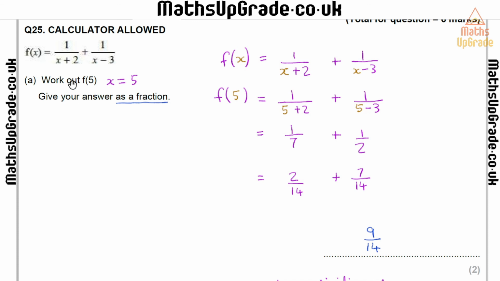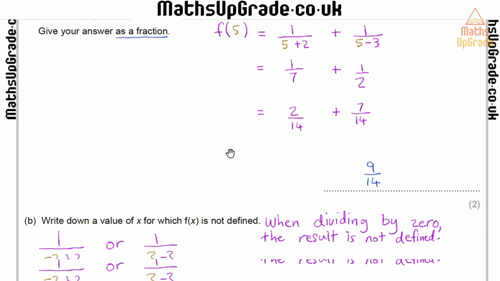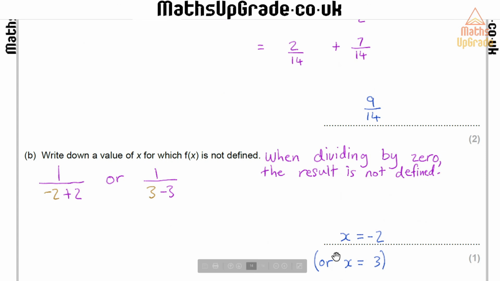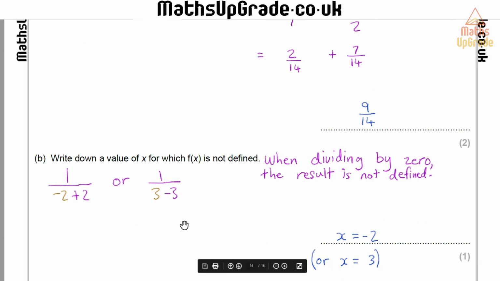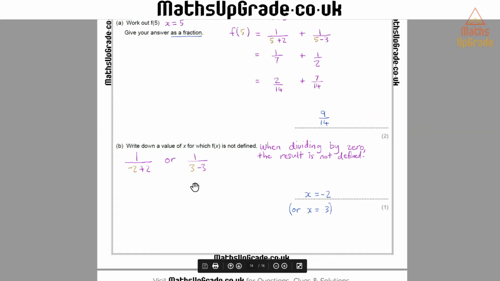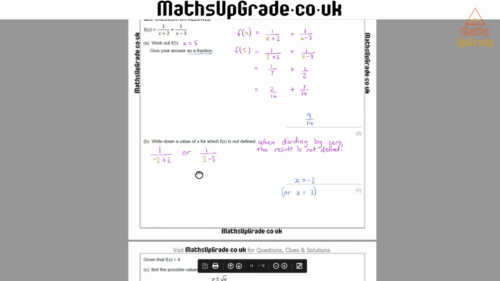So the values of x there would be -2, since -2 plus 2 is 0, or you can choose a value of 3, since 3 minus 3 is 0. So you've got a choice of answers there. Either x as being -2 or x as being 3. So that is your answer for part B.